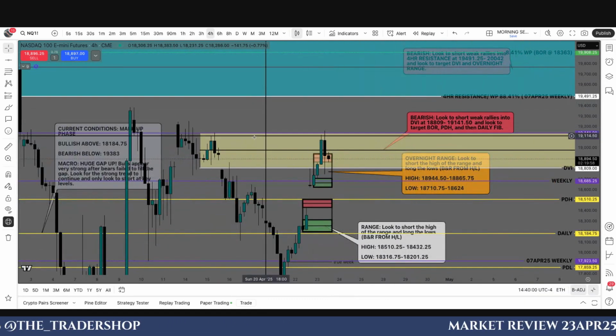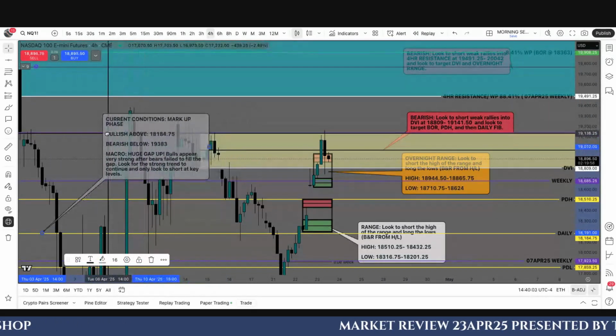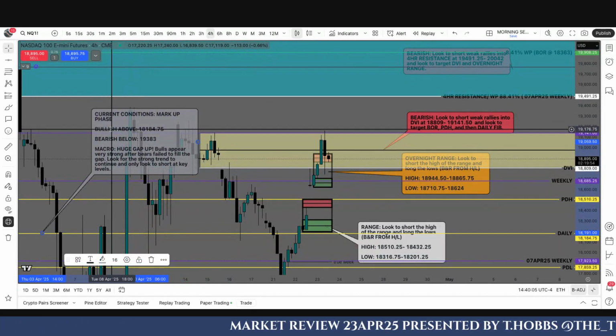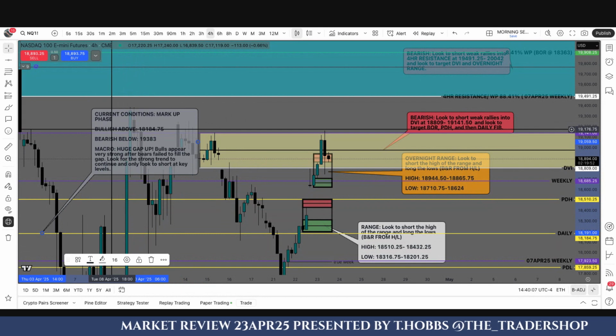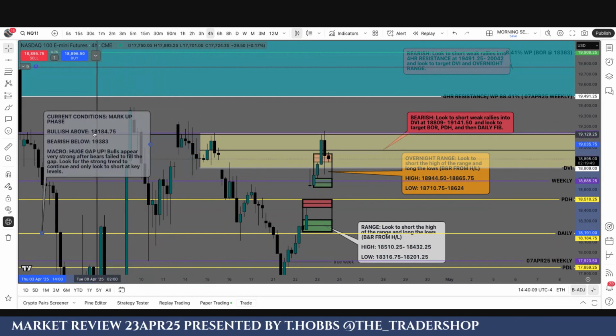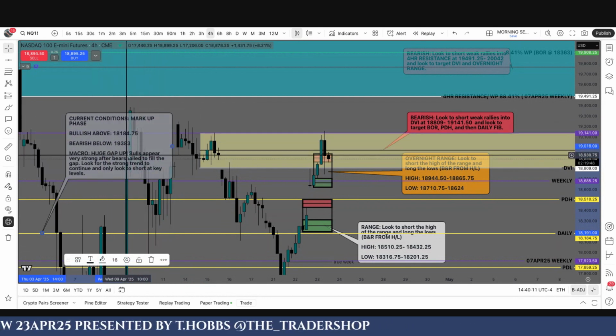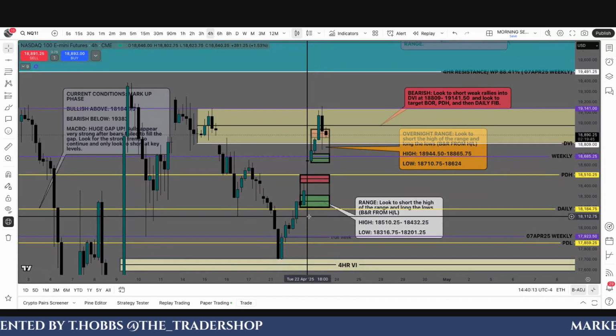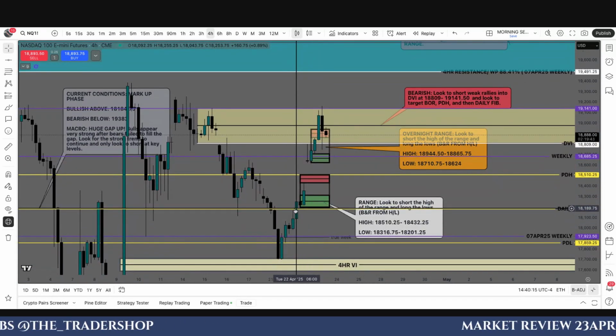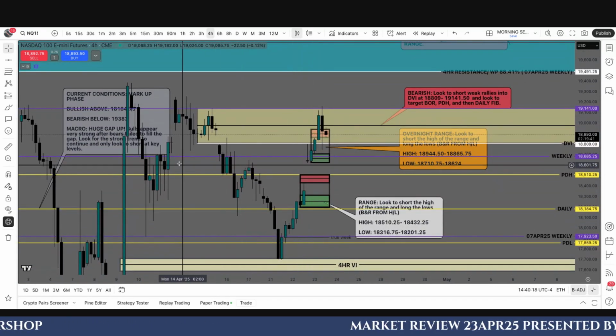So let's get right into the pre-market plan. Current conditions, we were in the markup phase. So I understood that the market, the strength was with the bulls, right? But we were bullish as long as we stayed above 18,184. You can see that was basically the daily fib, or the equilibrium of the previous daily candle, okay?